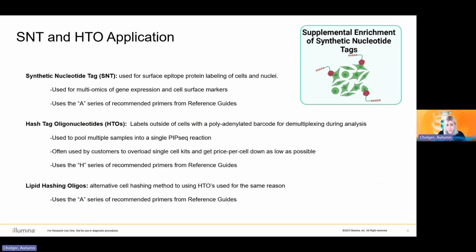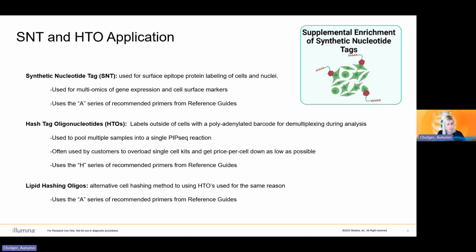And so for the SNP or hashtag application with these tags on the outside, most using the SNP application are using it for surface epitope protein labeling of cells or nuclei. They're doing this for multiomics of gene expression and cell surface markers, and it uses the A series of recommended primers from our reference guides. The hashtag oligonucleotide method is used to label the outside of cells with polyadenylated barcodes for demultiplexing during analysis. This is often used to pool multiple samples into a single PIP-seq reaction.